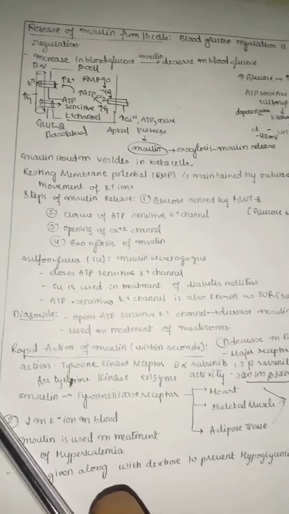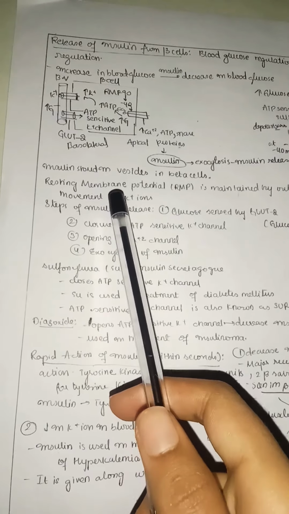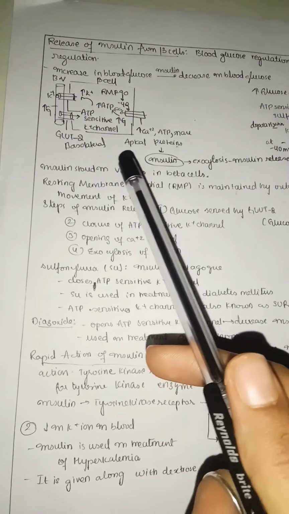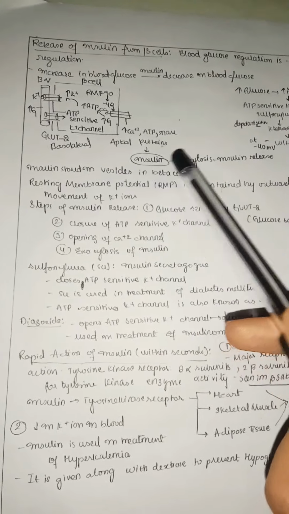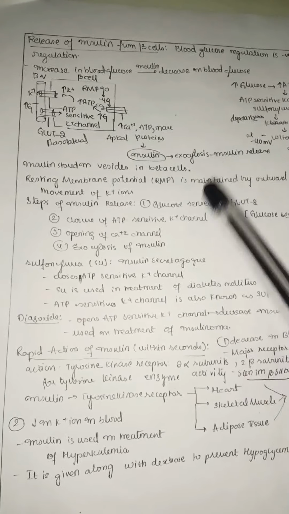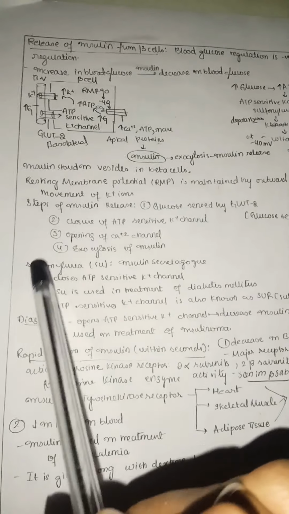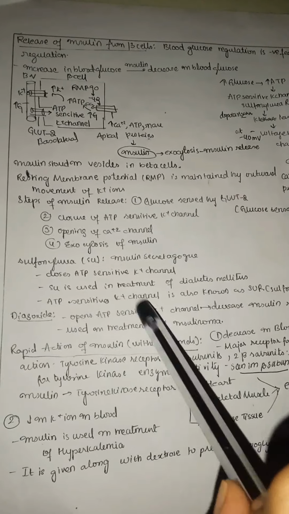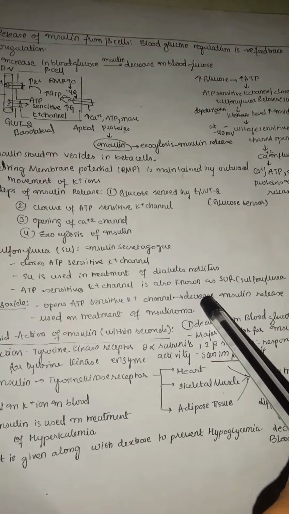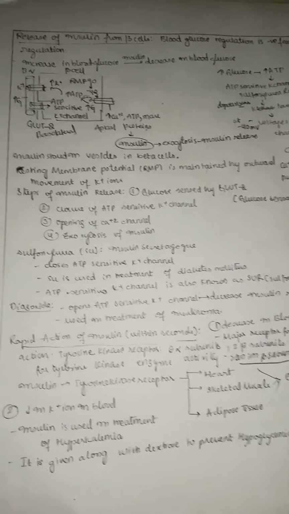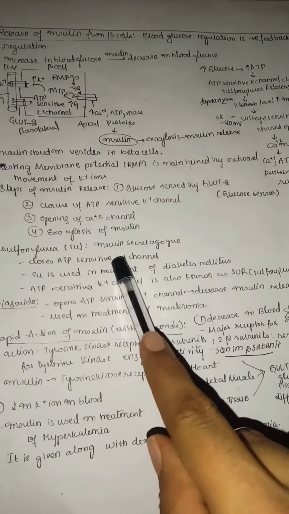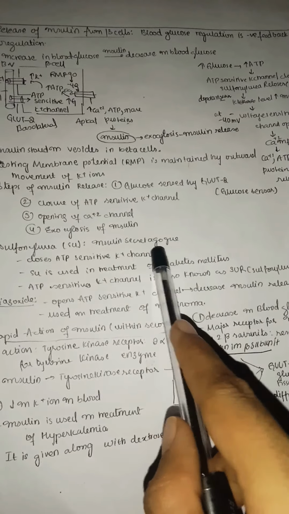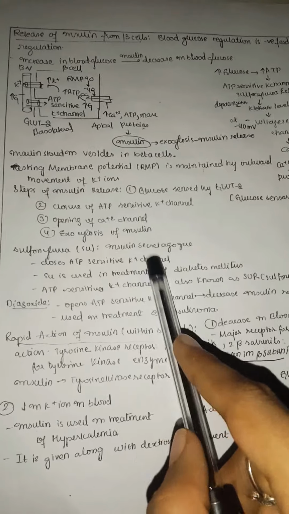You should understand this now. Whenever the potassium channel is closed, it means a lot of potassium is increased. When a lot of potassium is increased, a lot of insulin is released. When a lot of insulin is released, of course diabetes mellitus is cured. So that's why sulfonylurea is used in the treatment of diabetes mellitus. And the ATP sensitive potassium channel is also known as the sulfonylurea receptor. So that is the reason it is also called an insulin secretagogue. It means it is secreting insulin from the cell.